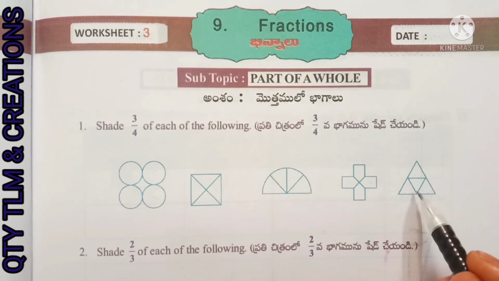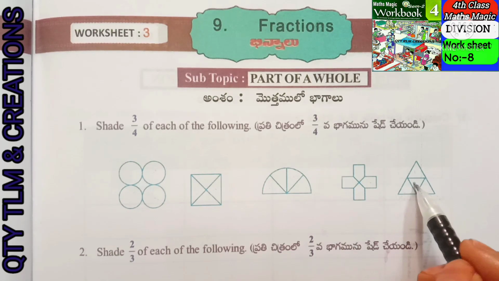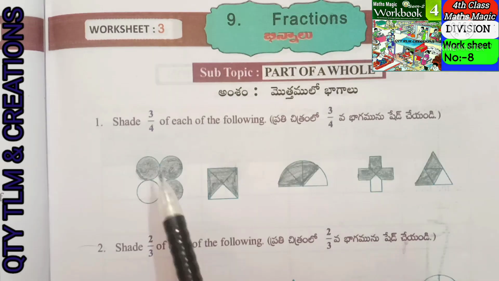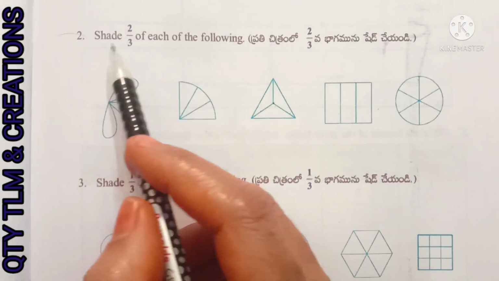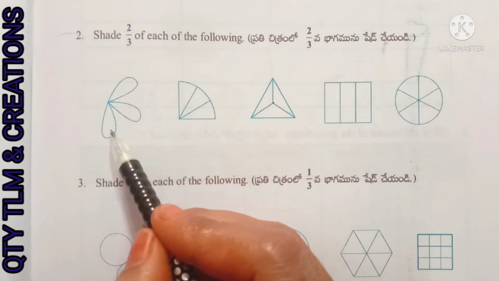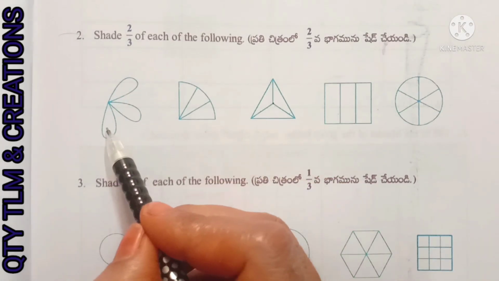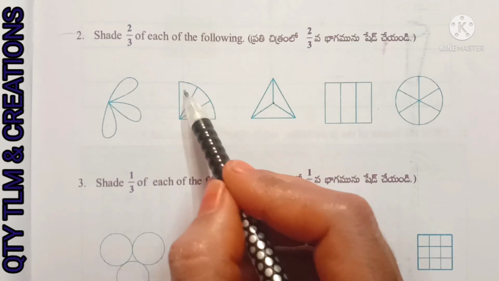And this triangle has 4 equal parts. So we have to shade 1, 2, 3 parts. Yes, we shaded 3/4 of each of the picture. Next question. Shade 2/3 of each of the following. This picture is divided into 3 parts. So we have to shade 2 parts. And this one we have to shade 2 parts.